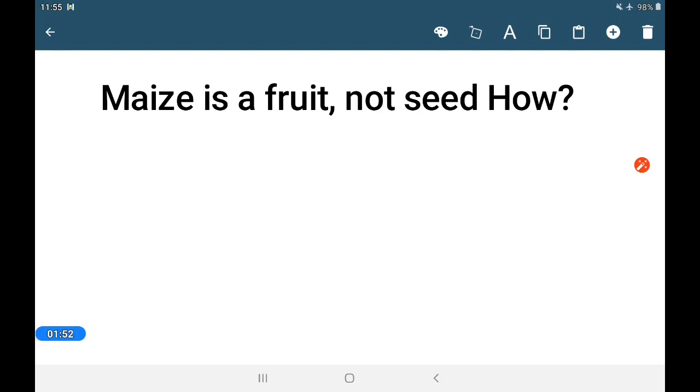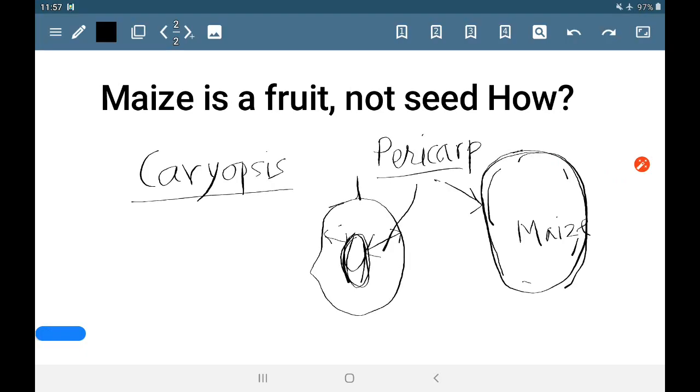Maize is a fruit, not seed. Explain how. You know that maize is also known as grain. It is not seed, it is a fruit. What will be its answer? Let's see. Yes, maize is a fruit, and it is an example of caryopsis, one category of fruit. It is a simple one-seeded dry indehiscent fruit in which the pericarp and the testa, this wall, are fused.